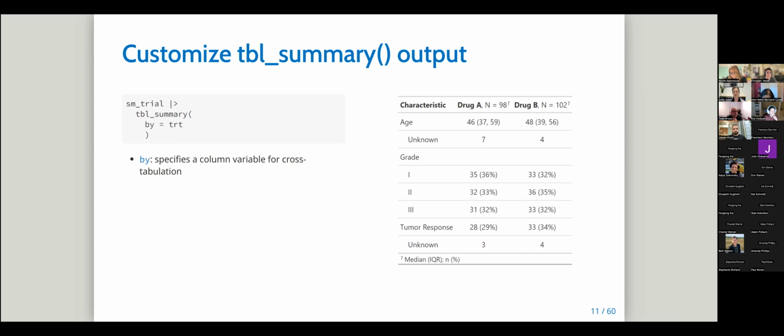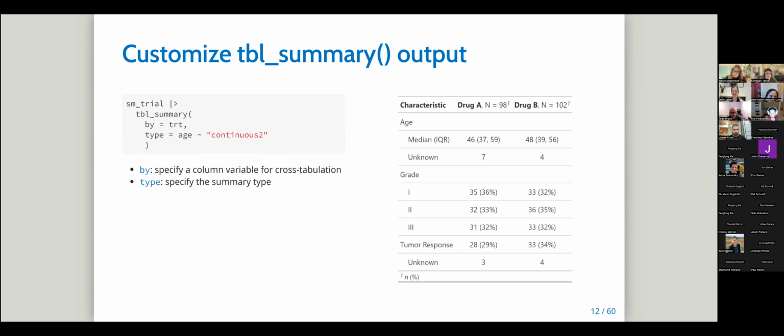And there are a lot of options for customization. So the first thing we might want to do is have a column variable. So we do that by specifying the by argument in tbl_summary. And so now I'm going to make my table by treatment group. So we see I have the same variables down the rows, and now I have two columns, one for drug A treatment group and one for drug B treatment group.